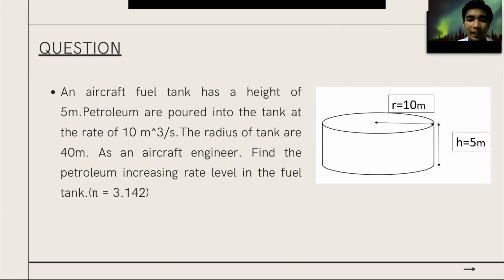An aircraft fuel tank has a height of 5 meters. Petroleum is poured into the tank at the rate of 10 meters cubed per second. The radius of the tank is 40 meters. As an engineer, find the rate at which the petroleum level is increasing in the fuel tank, where pi is equal to 3.142.